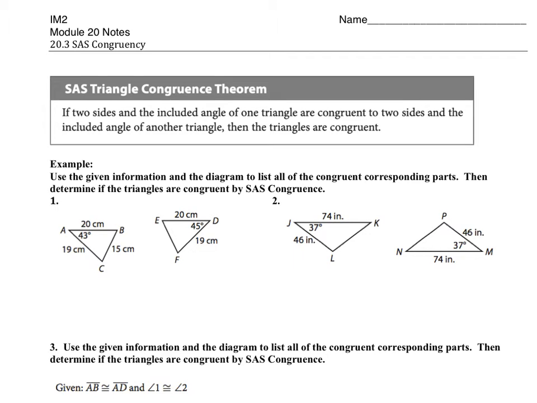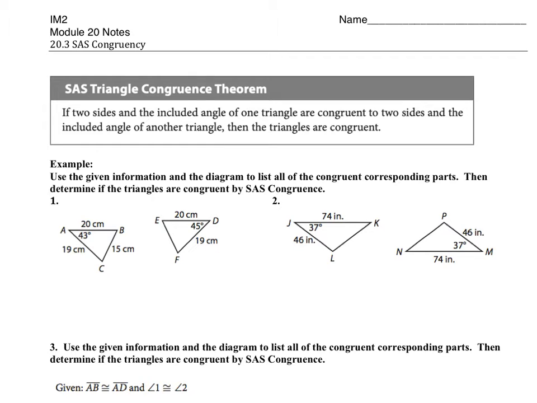All right, so continue with our triangle congruencies. So we learned about angle, side, angle. Now we're going to learn about side, angle, side. So essentially, we have two sides and they include an angle. So that means if two sides and the included angle in between them are congruent to two sides and the included angle of another triangle, then the triangles are congruent.